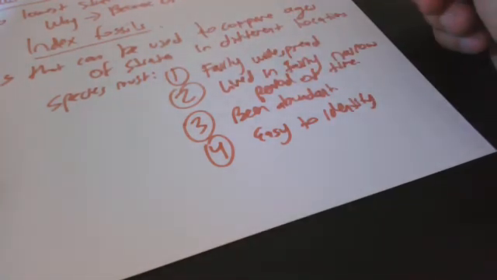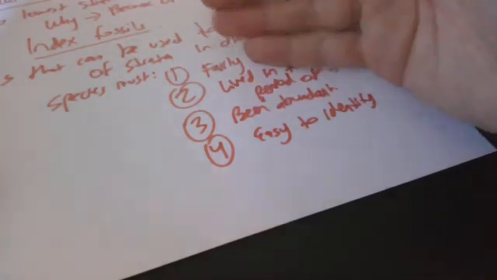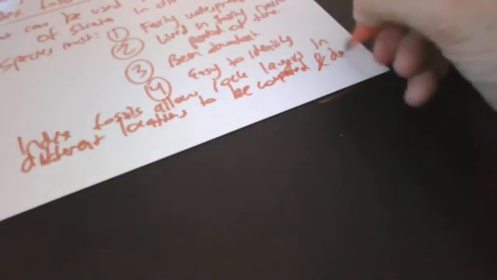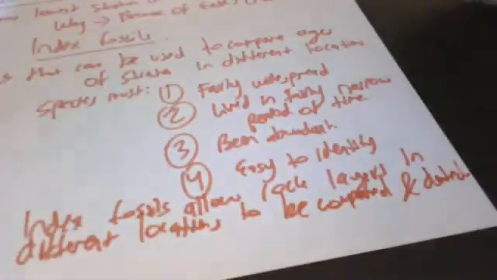So index fossils basically allow rock layers in different locations to be compared and dated. Index fossils can thus be used to date rock layers.